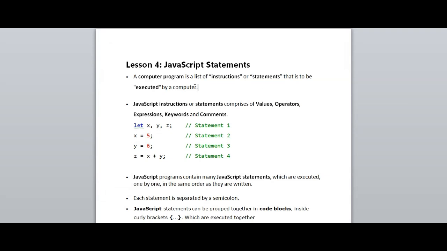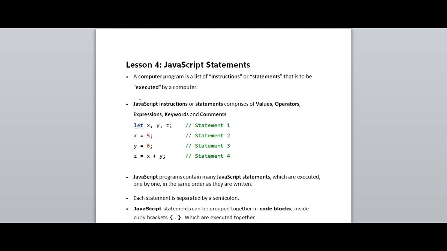So we'll be dealing with lesson 4, which is actually our third recording, how to use JavaScript in HTML documents. So let's jump right into it. First, we know that a computer program is a list of instructions, and these instructions are called statements, that are to be executed by a computer. Every instruction, which is called a statement, is to be executed by a computer. That's the idea of coding. You need to get that clear.